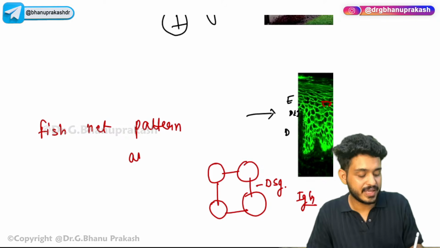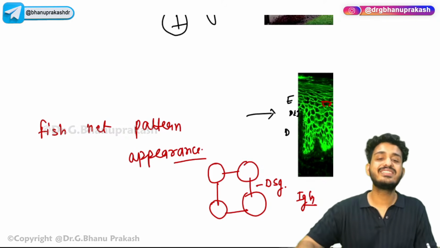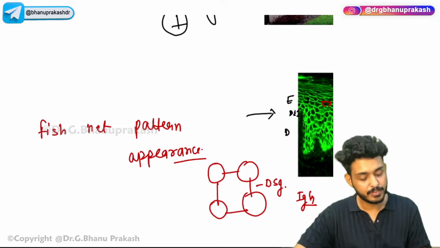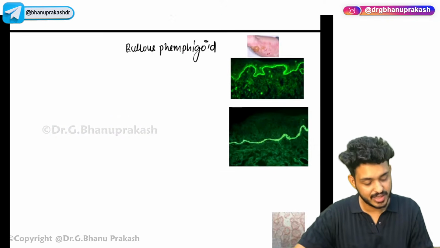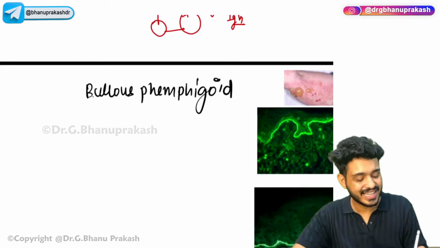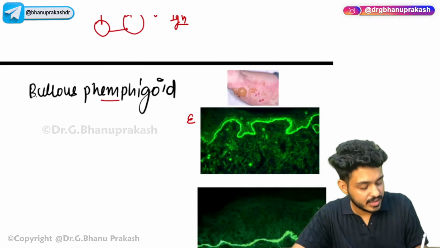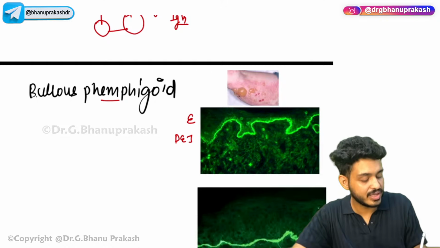Fishnet pattern appearance is due to deposition of IgG antibodies. But now we are done with the pemphigus group of disorders. The second one is bullous pemphigoid. Can you appreciate? This is again epidermis. This is the dermo-epidermal junction, and this is dermis.